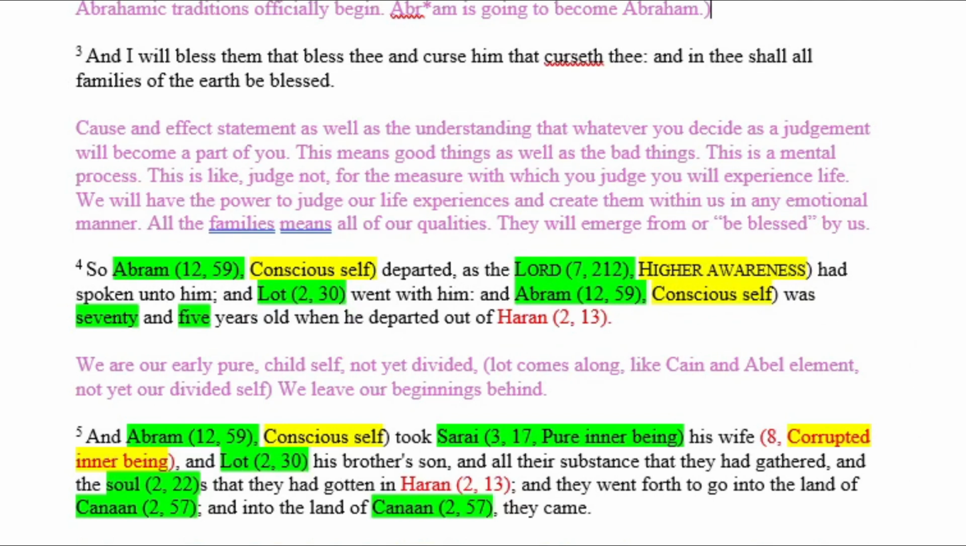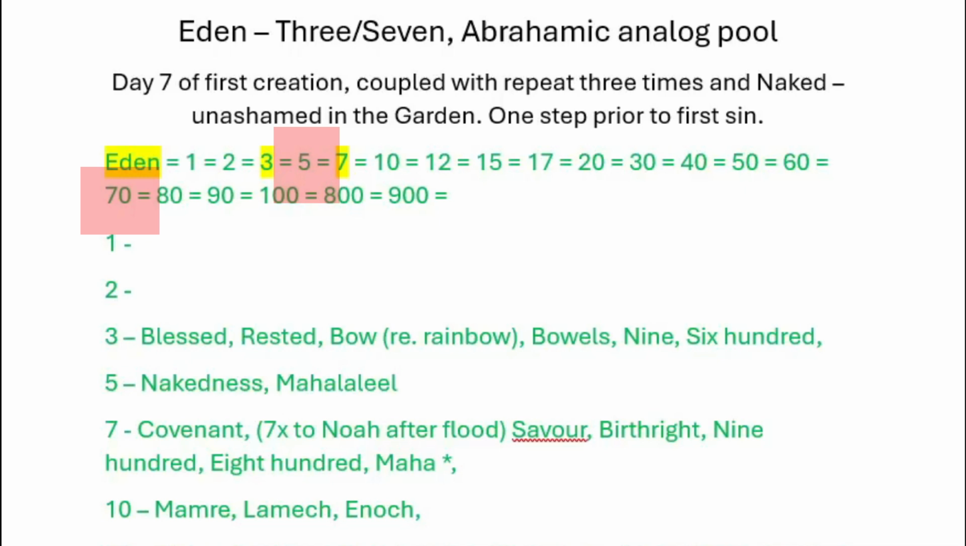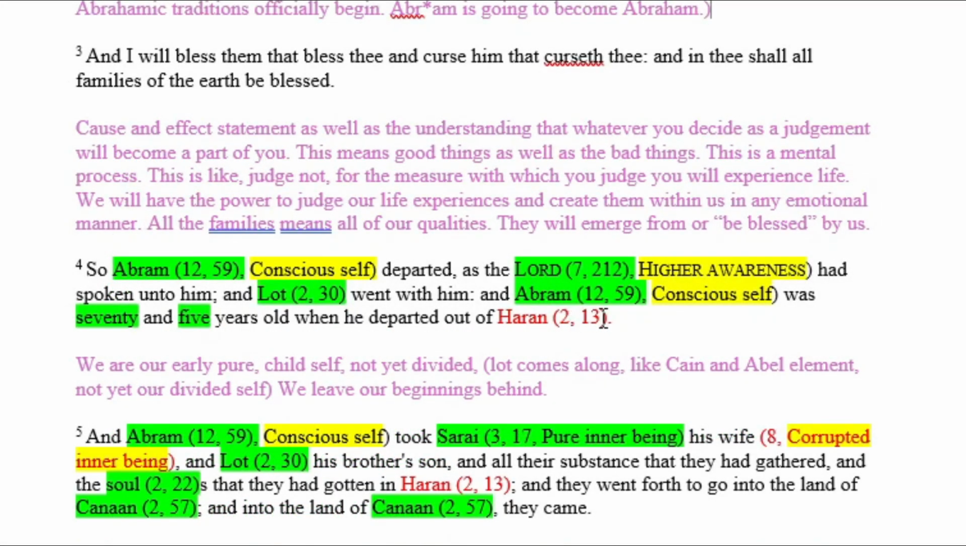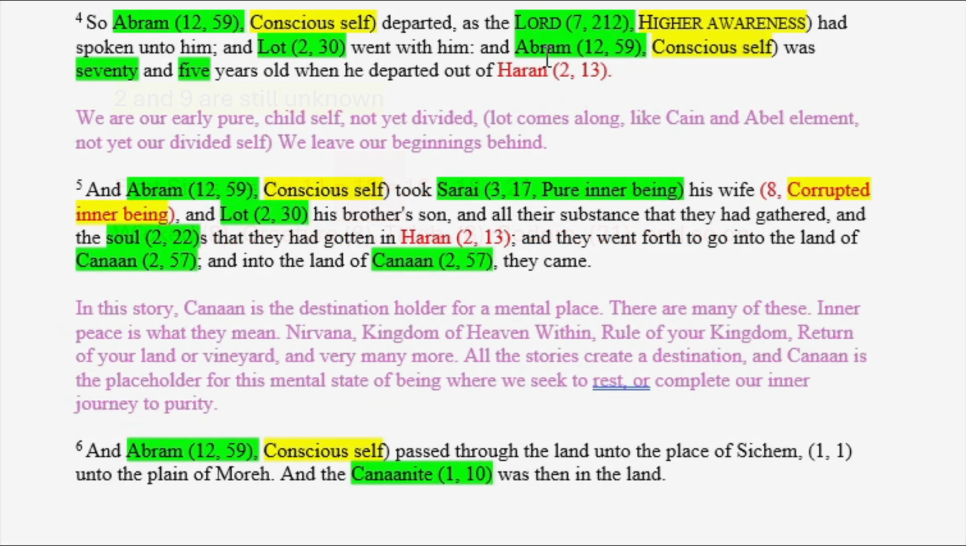It's all mental. So the conscious self departed as the higher awareness, and 70 and 5 years old. 70 is one of the analogs, the good analogs, and 5 is one of the good analogs that we're collecting. That's a good pure place. And he departed out of Haran. Haran is going to be a bad place. Came up 13 in all of Genesis. The first number is how many times it appears in this chapter, and then the second number is how many times it appears in Genesis.